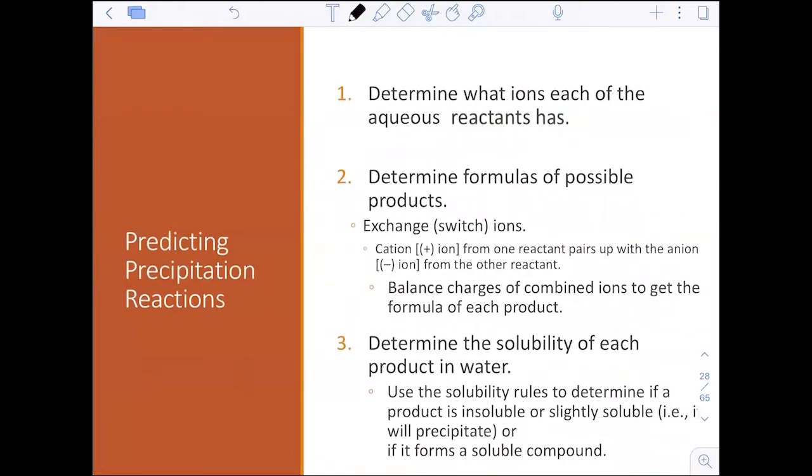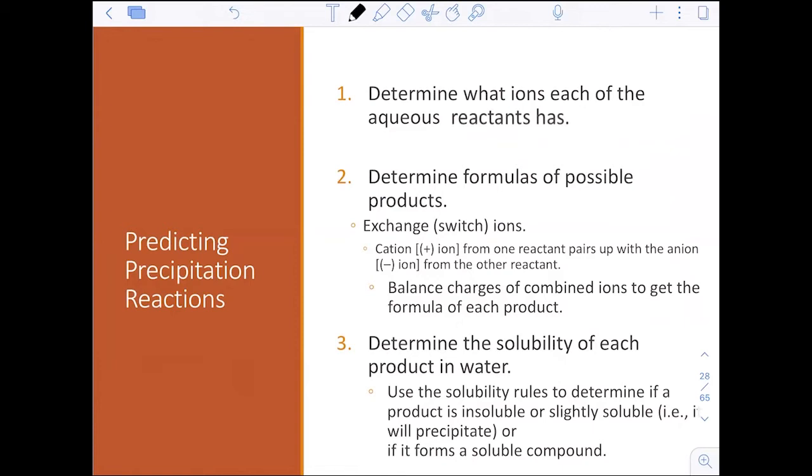So overall, what's the thought process? What we want to be able to do is determine what ions are in the aqueous solution on the reactant side, right? So determine their charge. That might be inferring, right, by the cross-cancel method, things that we've done before in previous units. And then determine the formulas of the possible products. Do the switch of the ions. Do the do-si-do. The cation of one pairs up with the anion of the other reactant. And make sure that we're balancing the charges of those combined ions to get the right product. Subscripts written on the reactant side tell us the charges of their paired species. So be very careful with this.